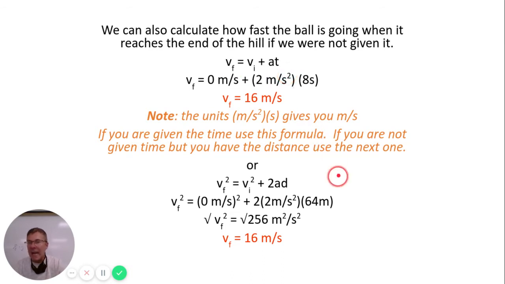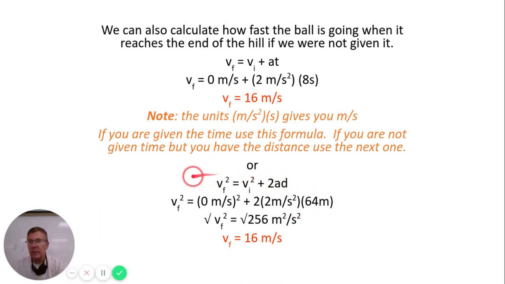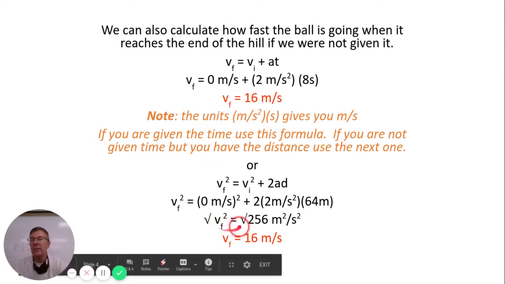Okay? If you're not given time, and you have to remember this, I'll usually yell it out in class. If there's no time, then you use the VF squared formula because there's no time in there, but there's a distance. Okay? So this is VF squared, the final velocity squared equals the initial velocity squared, 0 squared is 0, plus 2 times the acceleration times the distance traveled. All right? And then you have to take the square root.